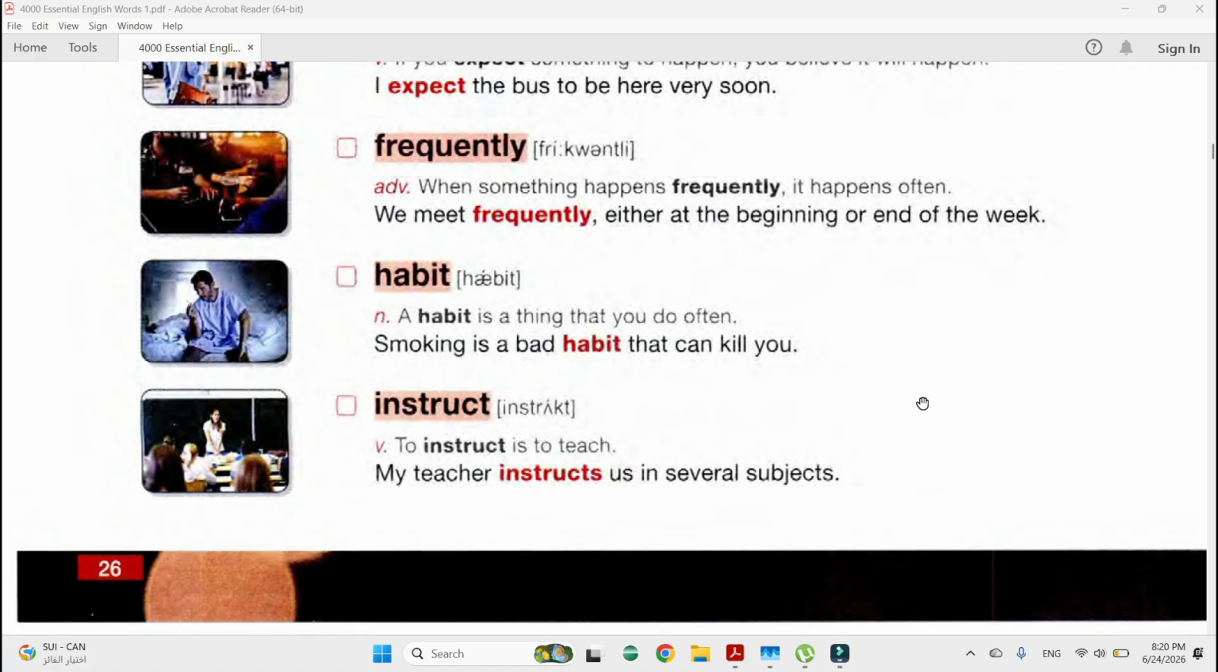Instruct. To instruct is to teach, like I'm doing right now. And the person who instructs is called the instructor. My teacher instructs us in several subjects.